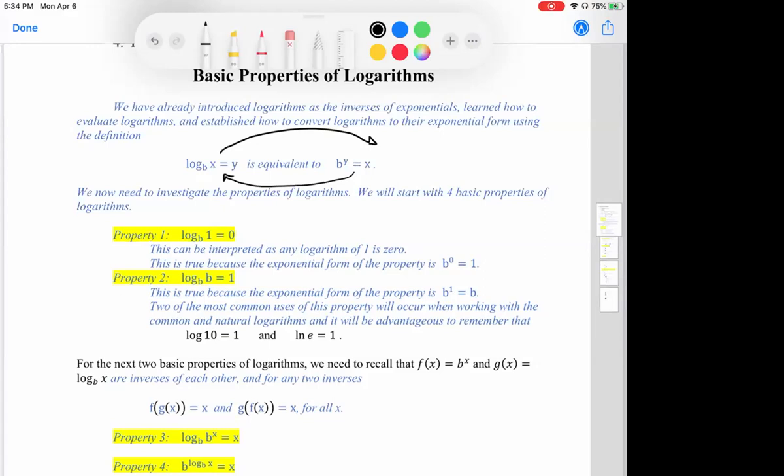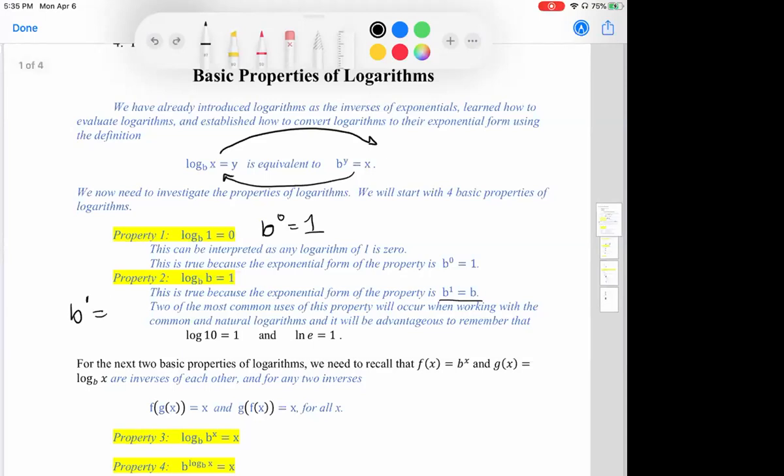We now need to investigate the properties of logarithms. We will start with 4 basic properties of logarithms. Property 1, log base b of 1 equals 0. And if you rewrite it in exponential form, you can see that it's because if we have b to the 0 power, our answer is 1, because we said any number to an exponent of 0 is equal to 1. Our second rule, log base b of b equals 1. And if you write it in exponential form, it's easy to see. We have b to the first power is equal to b.